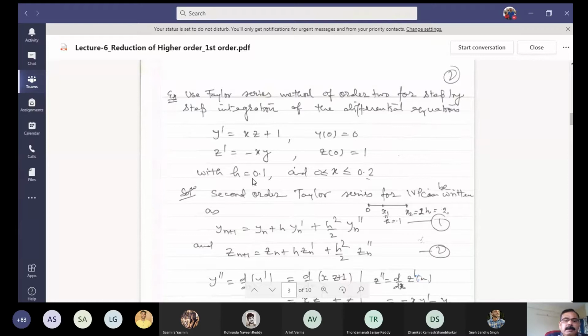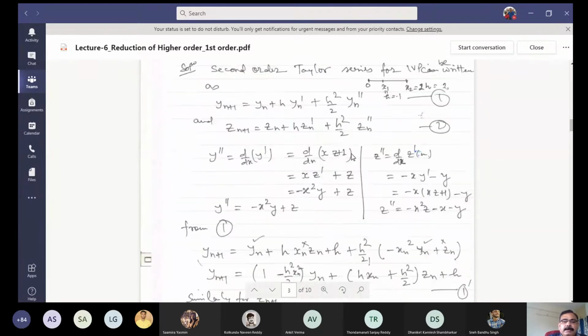Now you have to solve with h equal to 0.1 and the range of x is from 0 to 0.2. So 0 to 0.2 means we have to subdivide the interval with h equal to 0.1, so 0, 0.1 and then 0.2. So x0, x1 and x2, right? 3 points are there. Is that clear? Yes, sir. x2 is 0.2 and then x0 is 0, where the initial conditions are given.